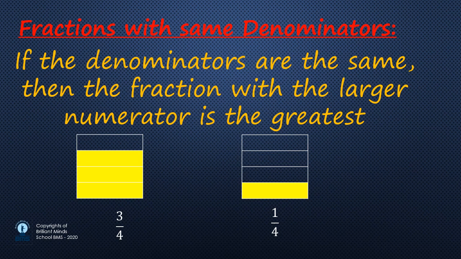We said we must check the denominator. They must be the same. I have here 4 in both denominators. So we're gonna compare between the numbers in the numerator here. I have here 3, I have here 1. Which is more, 3 or 1? 3. So I'm gonna put the sign more than, okay?